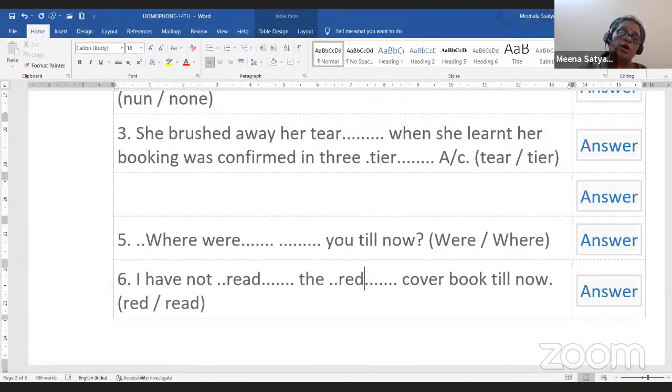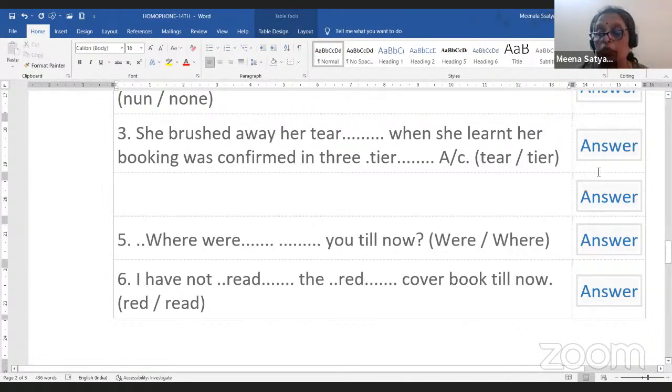In this, you remember, I had told you before also, READ is in the present tense, is in the past tense, as well as in the third form or the past participle form, as it is called. But the pronunciation in the past tense goes for READ, red. Though the spelling remains the same, the pronunciation goes to be different.